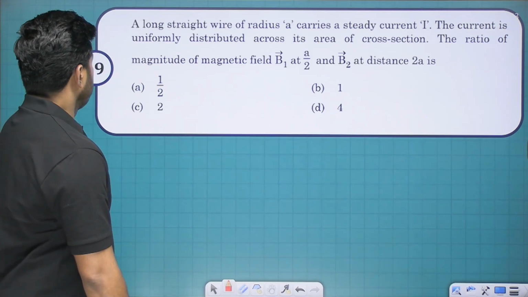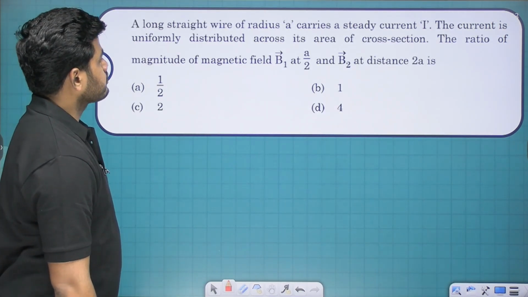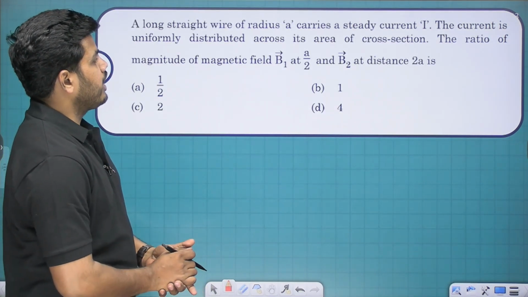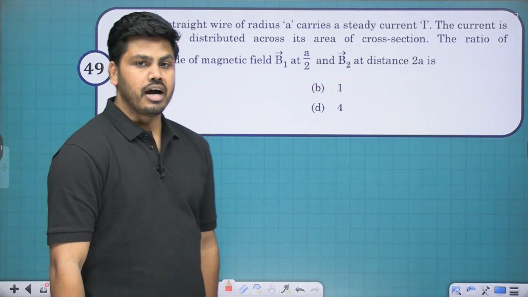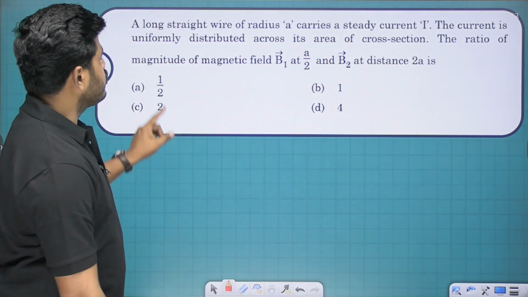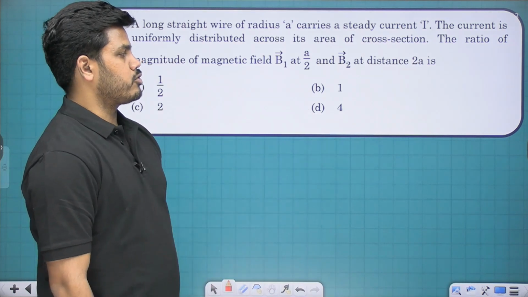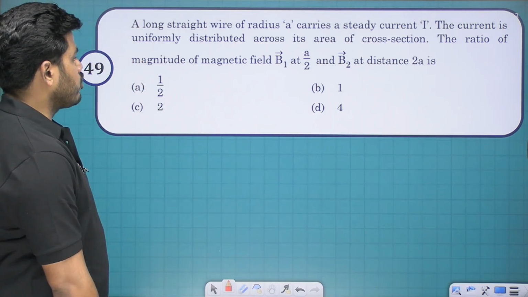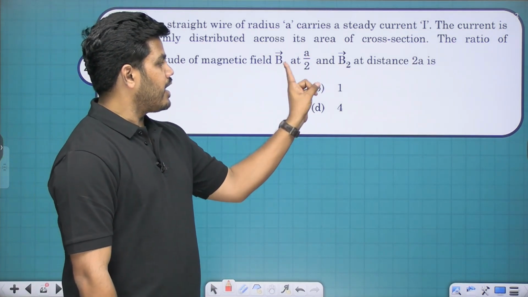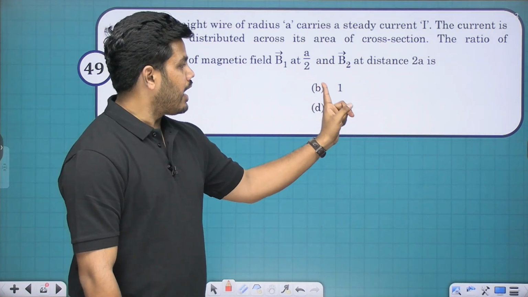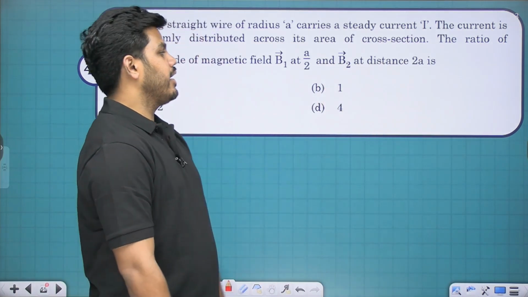Okay, fine. 49. A long straight wire of radius A carries a steady current I. The current is uniformly distributed across its area of cross section. The ratio of magnitude of magnetic field B1 at A by 2 and B2 at a distance 2A is.